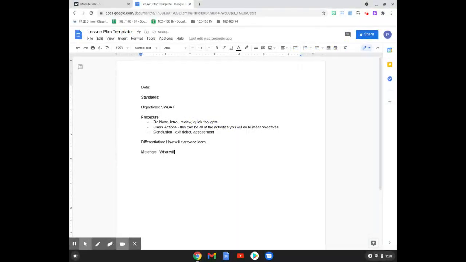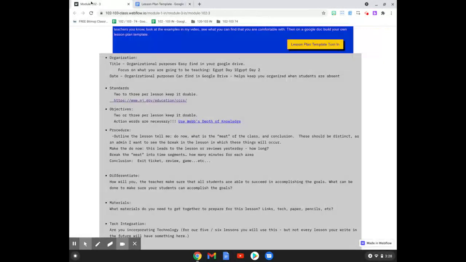What will we need, right? What do we need? Are there hyperlinks that you need to put in? Do they need computers? Do they need textbooks? Do they need reading books? Do they need notebooks, crayons, paper, pencil? What do they need? What resources? And you want to know why you want to put that in? That is for you specifically, right?